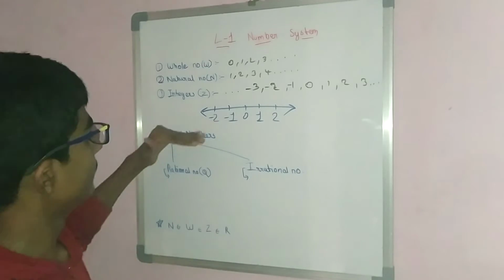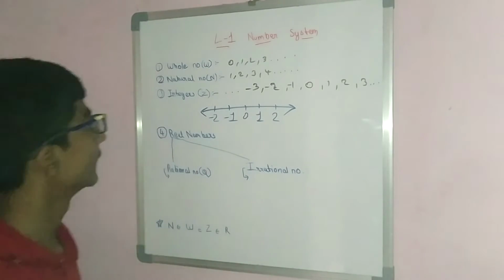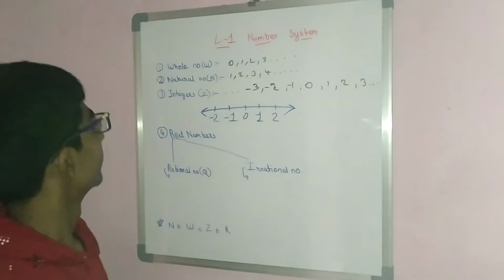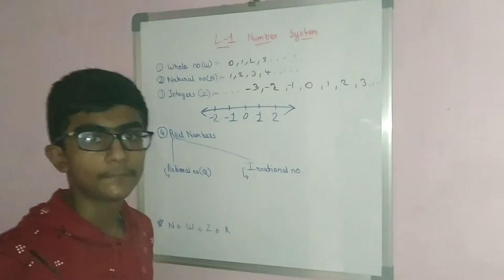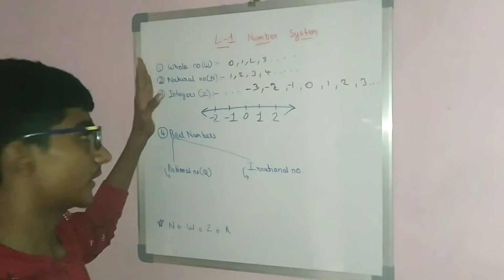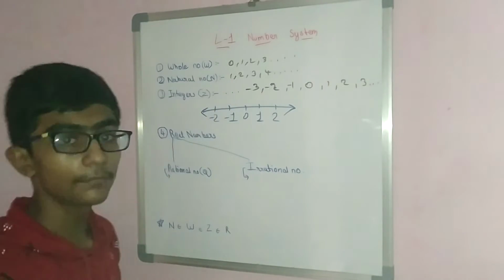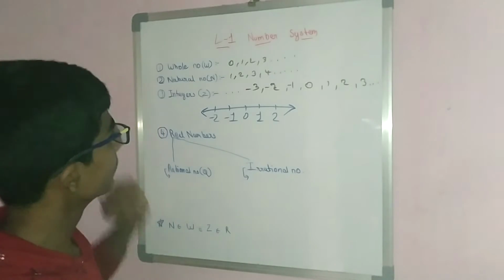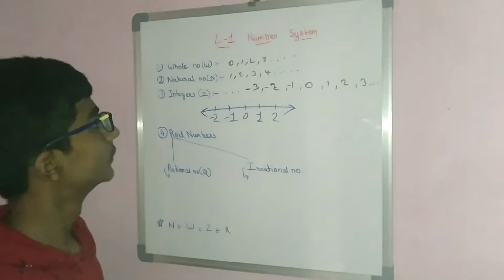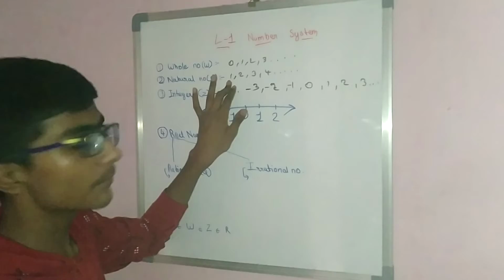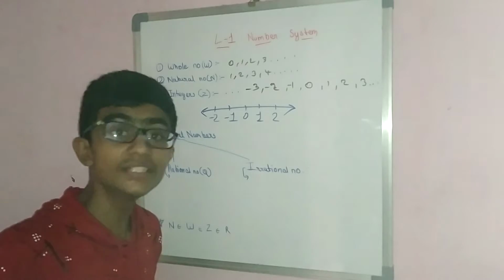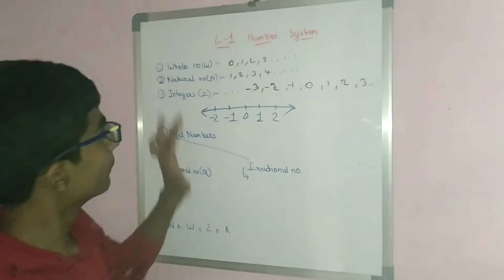Now we will come to that topic, but before that I would like to discuss something. Can we say that all the whole numbers are natural numbers? Let's see. I am saying that all the whole numbers are natural numbers, but 0 does not come in natural numbers. So all the whole numbers are not natural numbers. But can we say that all the natural numbers are whole numbers? Yes, because natural numbers start from 1 and are infinite. Whole numbers start from 0 and are infinite, and after 0 comes 1. So all natural numbers are whole numbers.